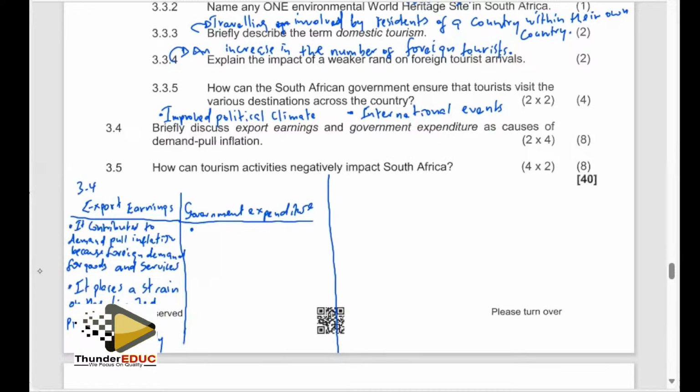Okay, right? So now under government expenditure, you're saying that the government participates in the market on the demand for goods and services.